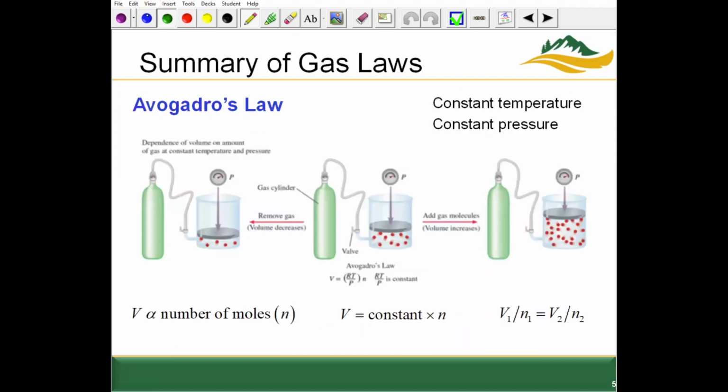Next, we will learn about Avogadro's law. As you would imagine, if Avogadro's name is in this law, then it must involve moles in some way. And so you're right, it does. Avogadro's law connects volume and the number of moles. So these are directly proportional based on Avogadro's law. Volume and number of moles are directly proportional.